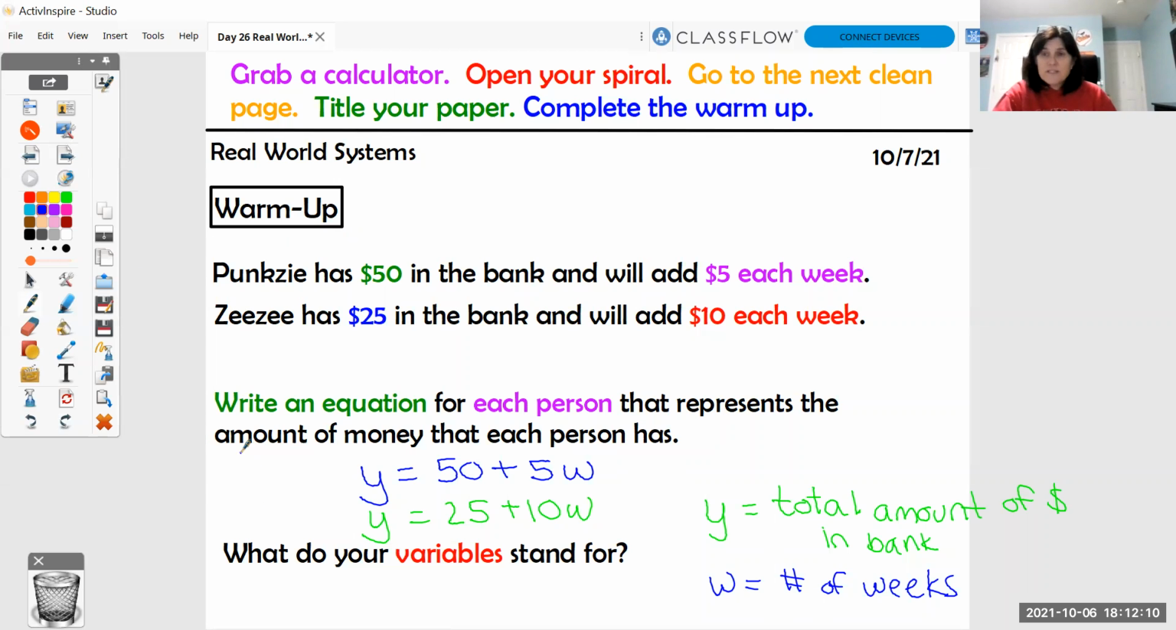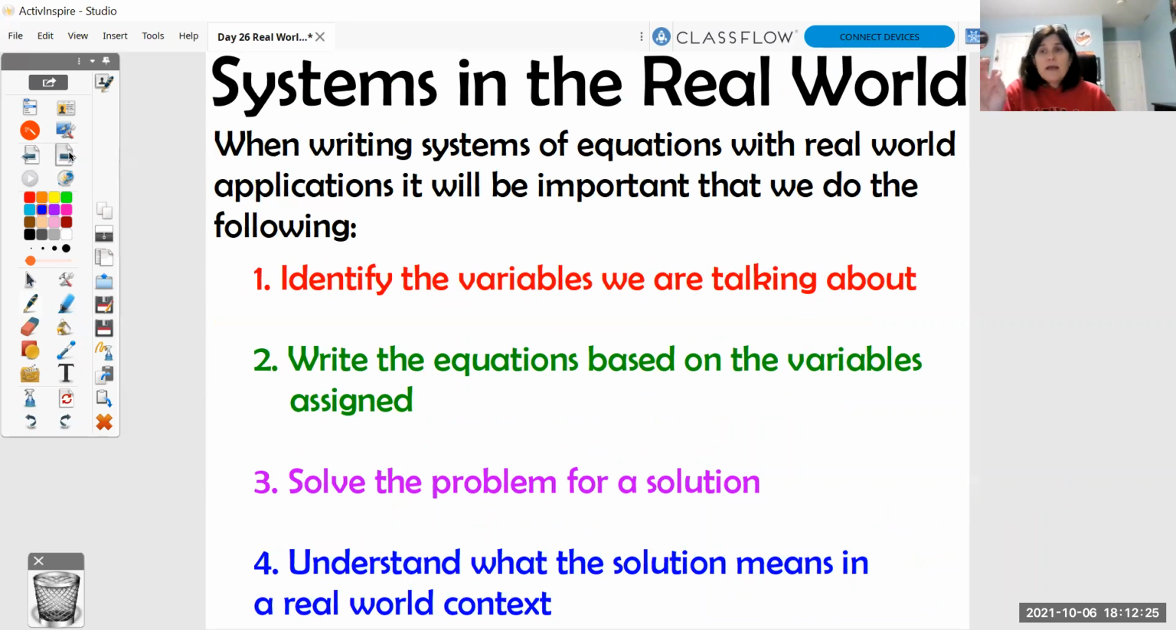So for our notes for today, you actually have a worksheet that has some different processes we're going to go through, but I want to show you some words. You don't have to write these down. If you want to, you can, but you don't have to. So when we are looking at systems in the real world, we're going to do four things.